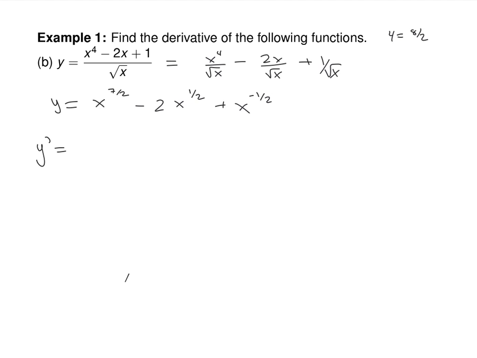Okay, y prime equals 7/2 x to the new power of 5/2 minus 2 times a half x to the new power of negative a half, and then minus a half x to the power of negative 3/2, right? Okay.